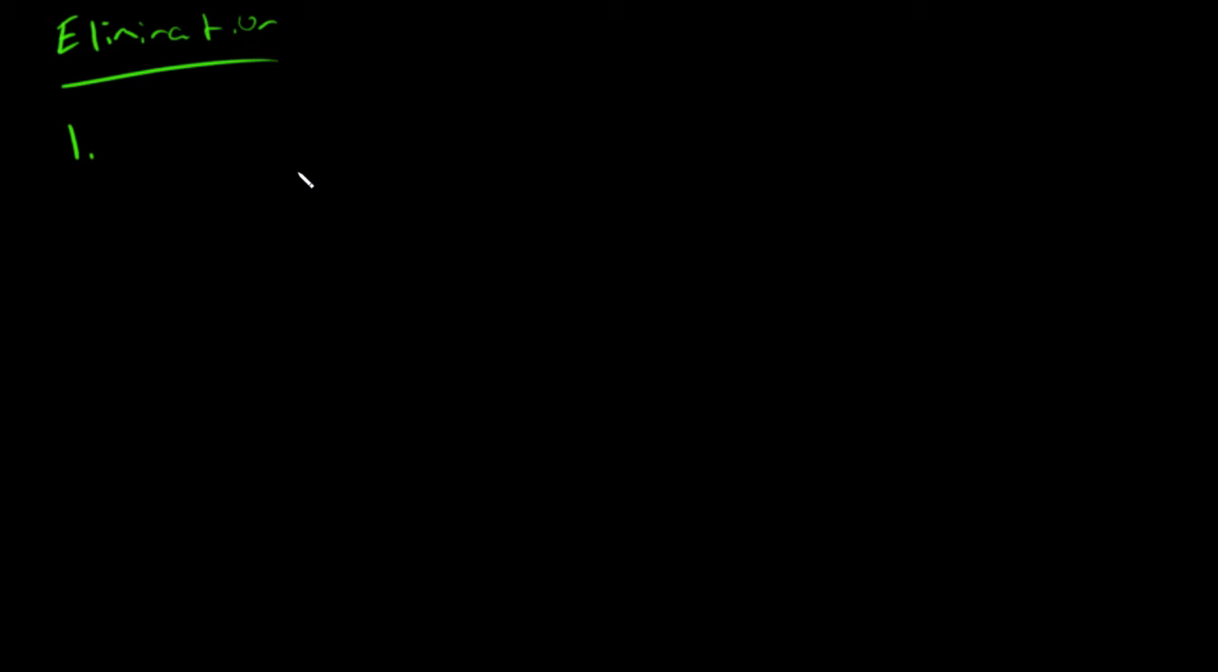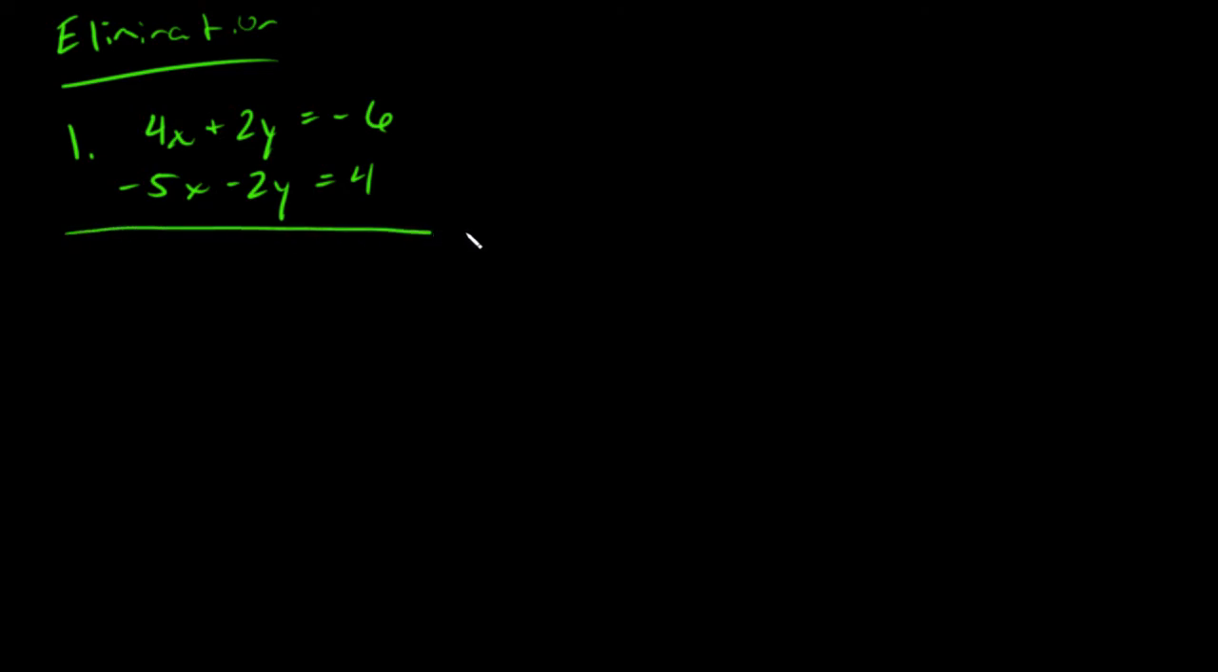So we've got 4x plus 2y equals negative 6 and negative 5x minus 2y equals 4. If you remember, you're supposed to cancel a variable out when you add the equations together. If you add the equations together and no variable cancels out, that means you should not have added them together. You should only add them when one of the variables would cancel out.